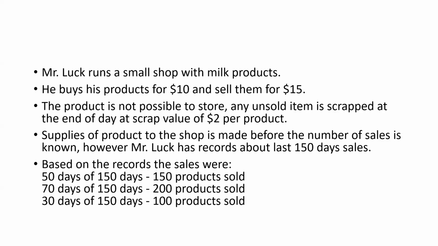Supplies of product to the shop is made before the number of sale is known. However, Mr. Luck has recorded about last 150 days sales, right? So based on the records, the sales are as follows. For 50 days of 150, they have sold 150 products. For 70 days of 150, they have sold 200 products. And 30 days out of 150, they have sold 100 products. When we add them together, you can see we are getting 150. 50 plus 70 means 120, 120 plus 30 means 150 altogether. So these are the ranges of product they have sold.